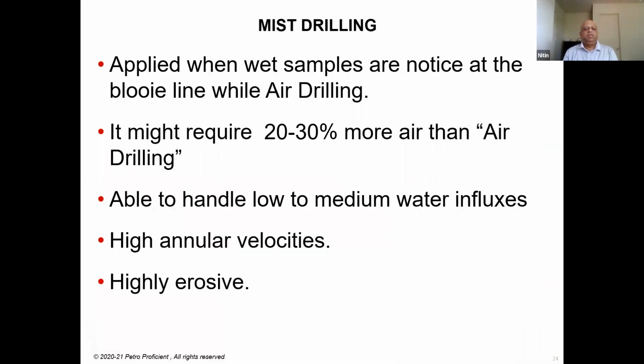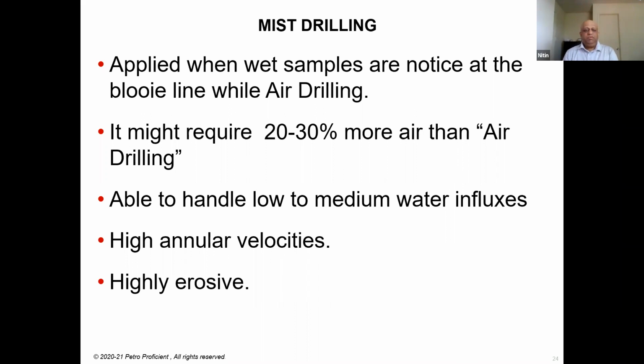Now, the next method that we had discussed is mist drilling. This is applied when wet samples are noticed, the blue line, while air drilling. So you remember the point where we saw that the sample is taken. At that point, if you notice that some of the samples are wet, then you need to switch to mist drilling. This mist drilling will require more air than the basic air drilling. It's about 20 to 30% more air. And it can handle some water influx, but low to medium, not very high water influx. If you get a lot of water in your samples, then you have to move to another technique.